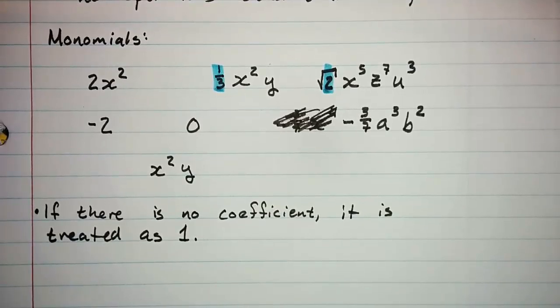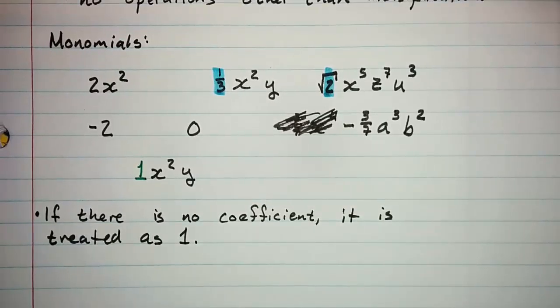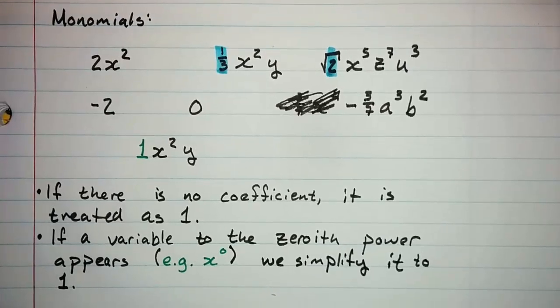If there's no coefficient, we pretend that there's a coefficient of 1 for our future purposes. And if a variable to the 0th power appears, like say x to the 0, y to the 0, or so on, we simplify it to 1. We say x to the 0 is 1. Any number to the 0th power is 1, so long as the number is not itself 0. We simplify variables to the 0th power away.